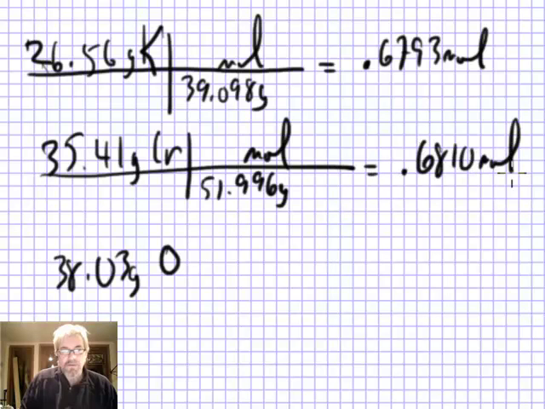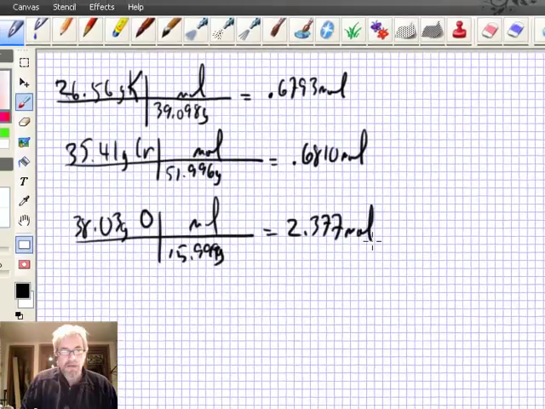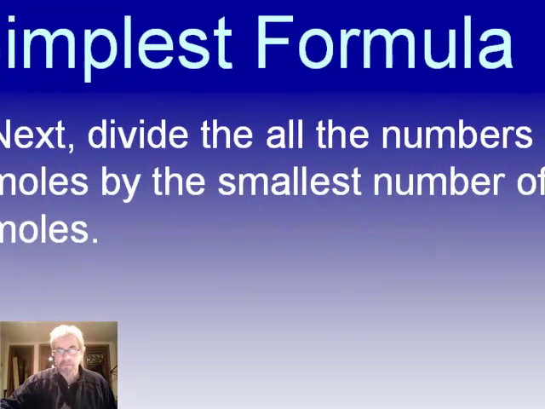And oxygen, 15.999 grams per mole. And that gives me 2.377 moles. In all three cases, I have four significant figures. After I do this, because I'm trying to find a ratio of one element to another, my next move is to divide all the numbers of moles by the smallest number of moles. Then that smallest number of moles becomes 1, and everything else gets compared to that.